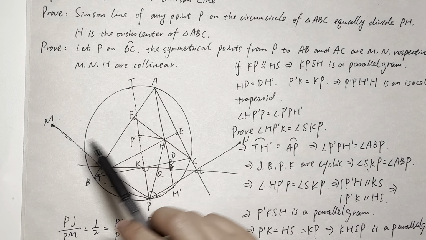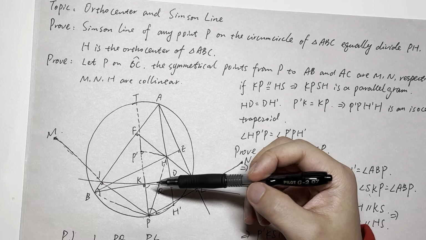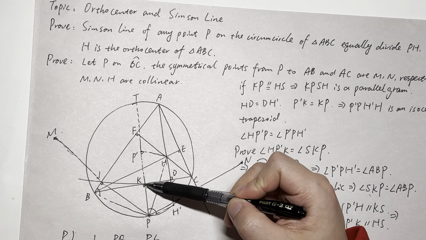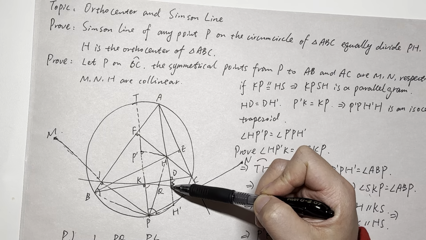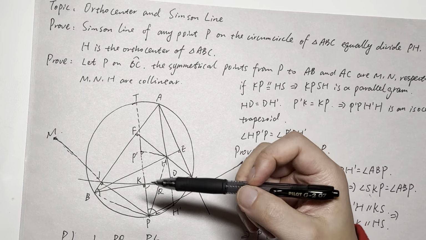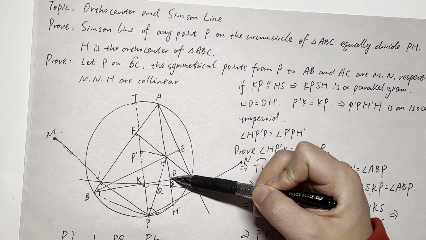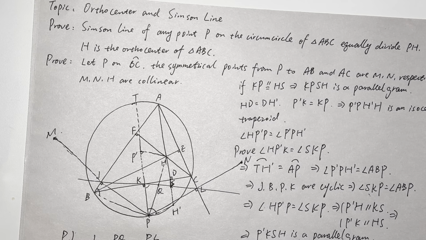Just a quick review for this problem. The key part is how I address proving that KP equals HS, right? This auxiliary line took me some time to figure out because I suddenly realized that I can do this just because HD equals DH prime, right? So once we do this, we make an isosceles trapezoid, and based on that, we have more angle relations.